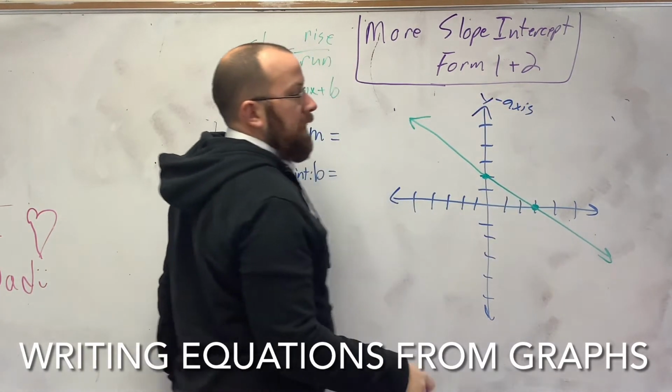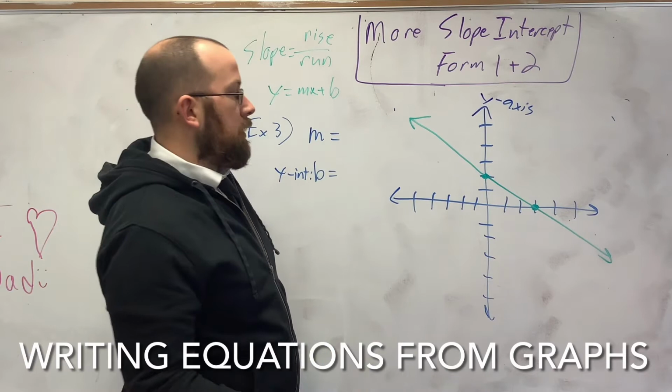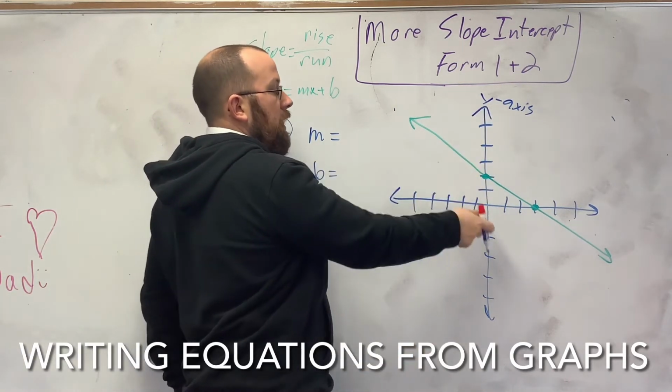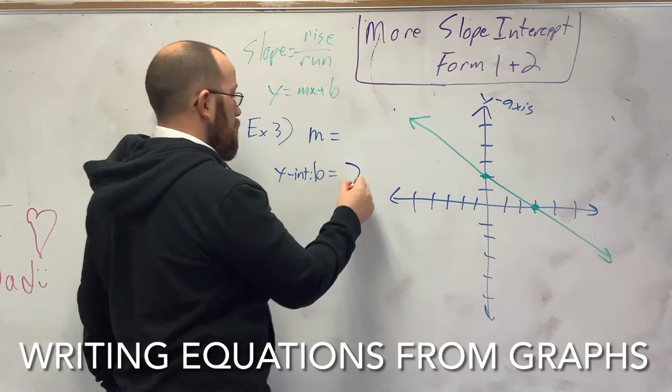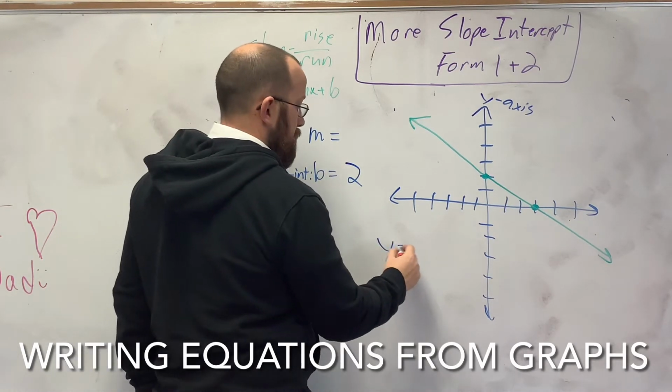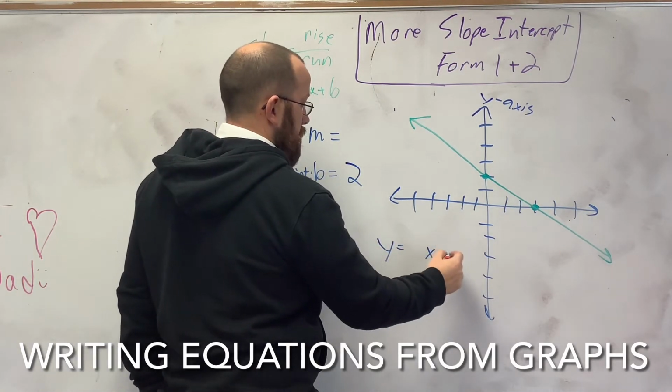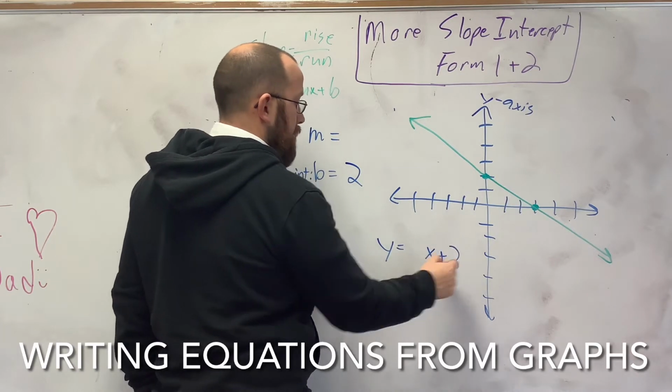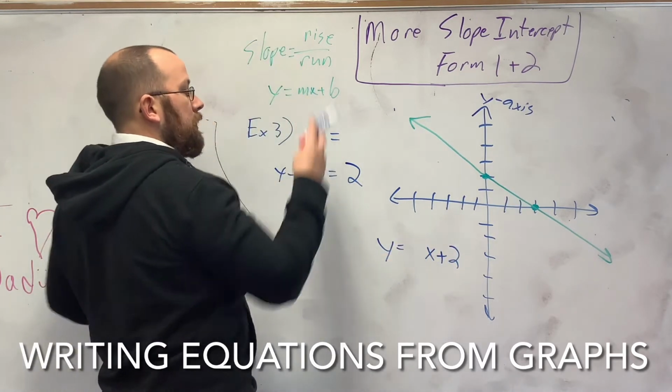Don't get it confused with the x-axis. A lot of people do. So where does this line cross on the y-axis? Well, at 2. All right, so we've solved one mystery. So plus 2 is our y-intercept. Now we just need our slope.